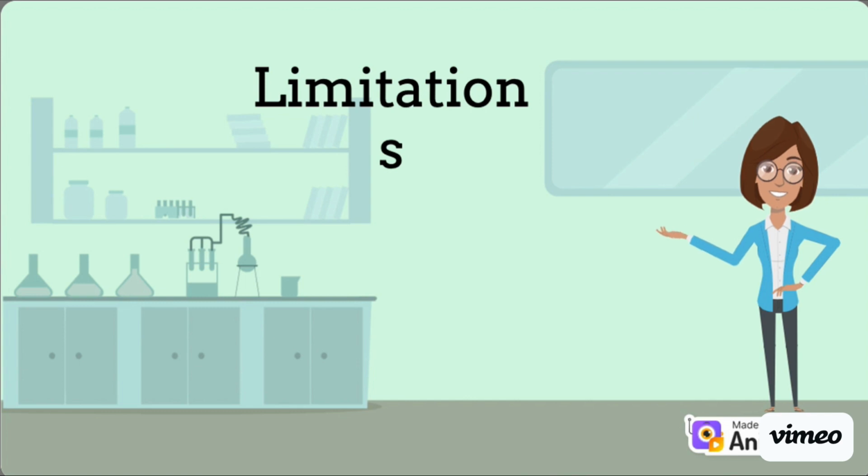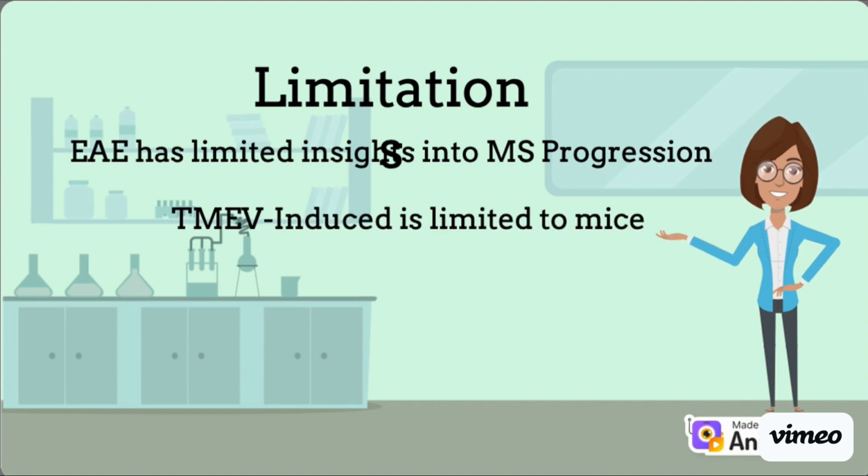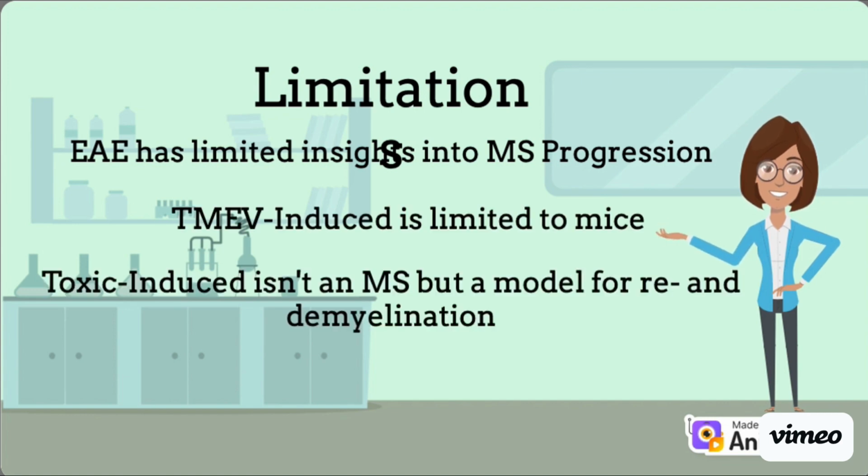Each of the three models has its limitations. The EAE model offers limited insights into MS progression. The virus-induced model is limited to mice, and the toxin-induced model isn't an MS model, but rather a model for de- and remyelination. Overall, however, the EAE model is most commonly used due to it being autoimmune.